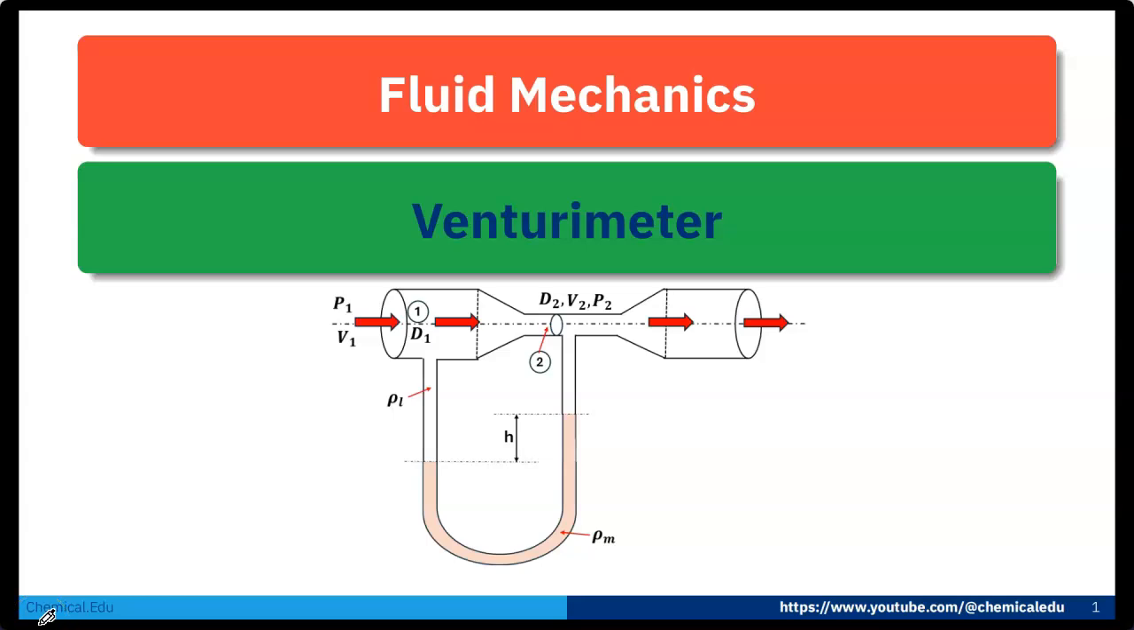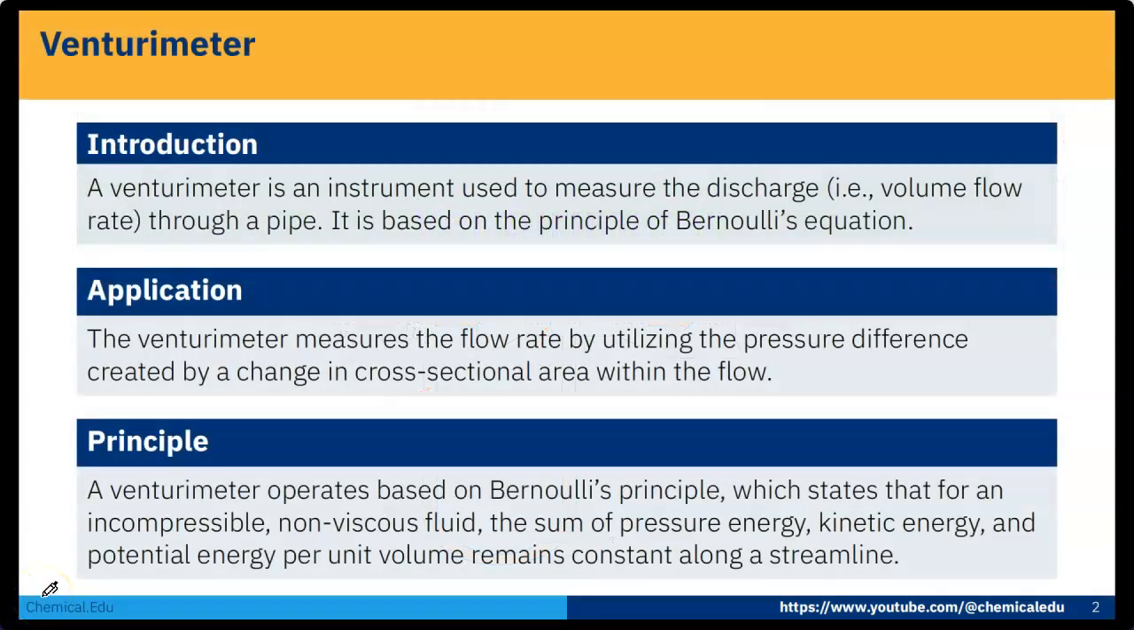Today I'll talk about Venturimeter. So first, what is Venturimeter? A Venturimeter is an instrument used to measure the discharge, that is volumetric flow rate or volume flow rate through a pipe. It is based on principle of Bernoulli's equation.